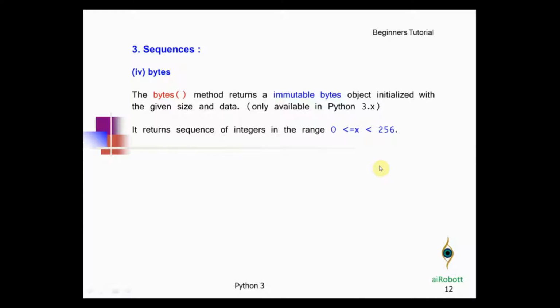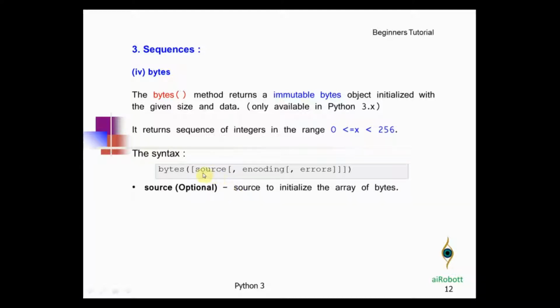Now we will see the syntax of this method. Bytes, bracket, source, comma, encoding, comma, errors. These three parameters we can use with this bytes method. The first parameter, source, is optional. This source is used to initialize the array of bytes. Next, encoding. It is also an optional parameter. If source is a string, then use the encoding of the string.